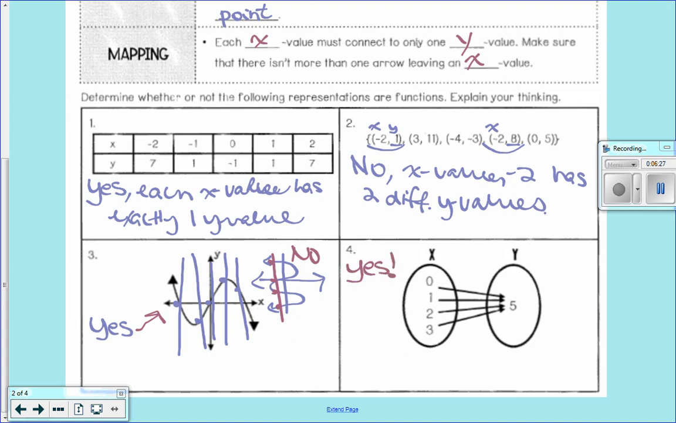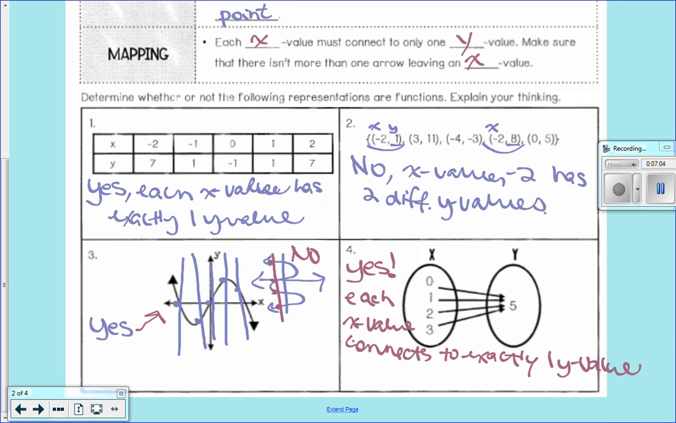You see there's only one arrow leaving an x value. We're good with that? And why? Because we said each x value connects to exactly one y value. Okay? So a function, one x value for every one y value.